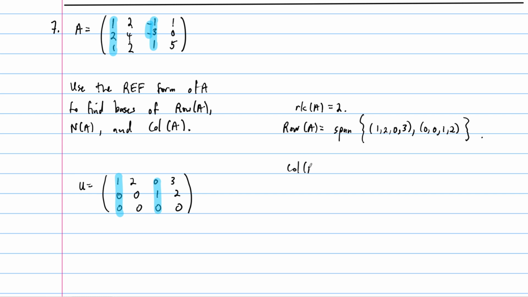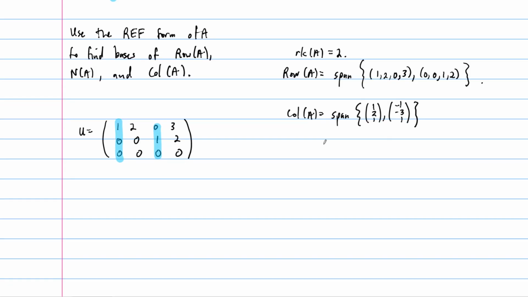So the column space of A is going to be spanned by columns 1 and 3 of A. So 1, 2, 1, and then -1, -3, 1. So there's a basis for our column space, right? Again, same number, there's 2 of them. All right, now what about the null space?